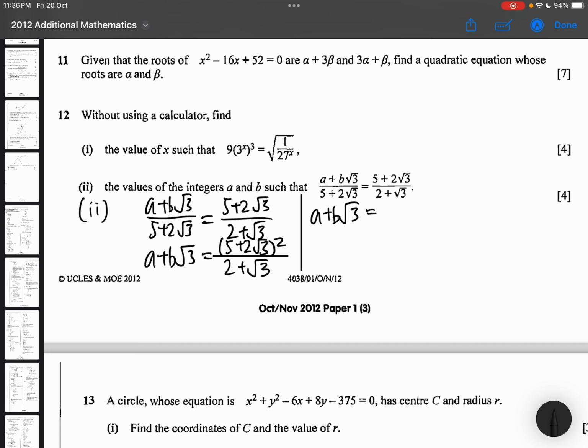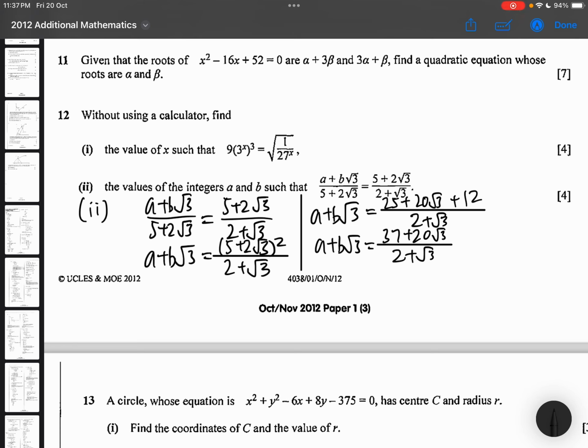I can use my special algebraic identities to expand 5 plus 2 square root 3 whole squared. So I have 25. 2 times 5 times 2, that's 20 square root 3. 2 square root 3 whole squared, that's 4 times 3, 12. Then I add 2 plus square root 3 in the denominator. A plus b square root 3. 25 plus 12, that is 37. Over 2 plus square root 3.